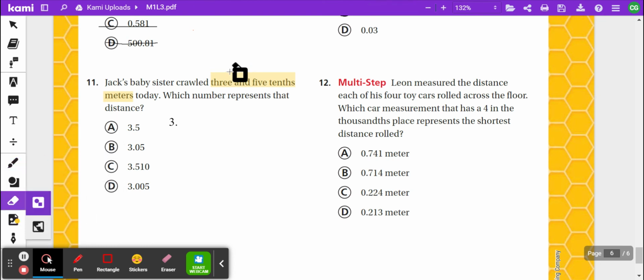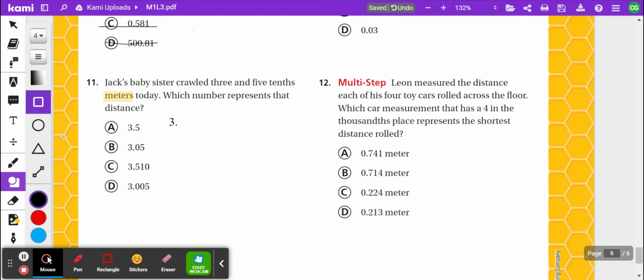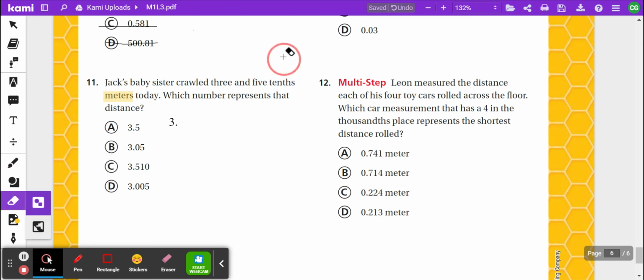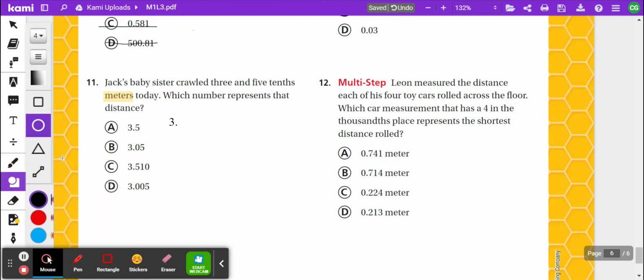So let me erase that. Okay, I want it just to fill in. That's so funny. I thought it was going to give me a dot. I just wanted a little dot.